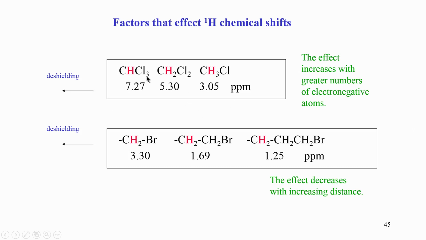The second factor which also affects the inductive effect is the number of electronegative atoms. So, you can see in chloroform you have 3 chlorines. The 3 chlorines have the maximum de-shielding effect, and therefore this hydrogen is highly de-shielded compared to this hydrogen, compared to this which has only 1 chlorine. So, these are the different de-shielding and shielding effects.